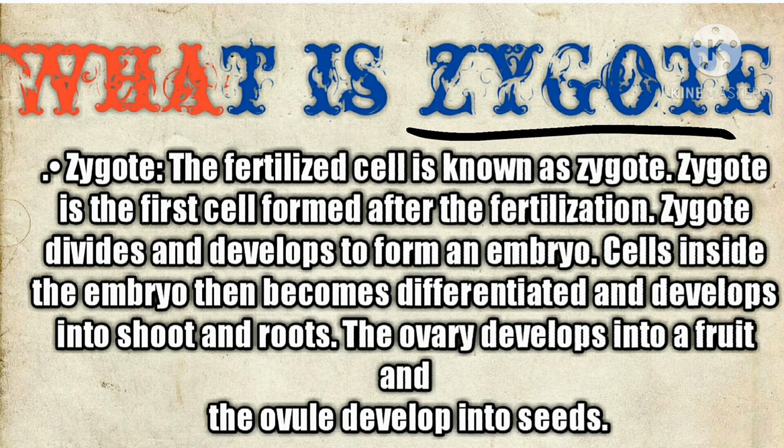Now this zygote divides and develops into an embryo. And that embryo forms, becomes differentiated and develops into shoot and roots.